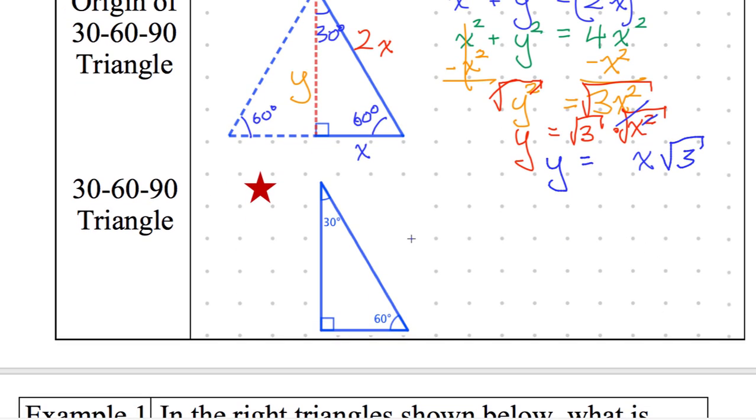So these are the lengths that you have to memorize. This is the most important step that we can write now. If this length is x, this hypotenuse is twice that short leg. And to get to the long leg, you have to take the short leg and then multiply that short leg by the square root of 3.